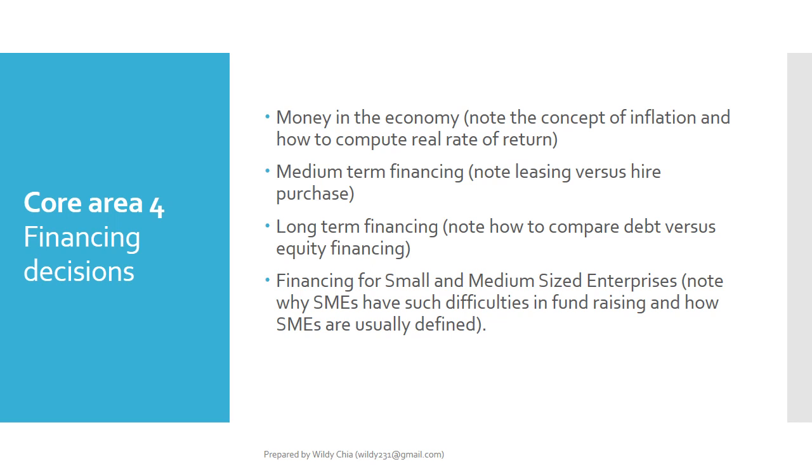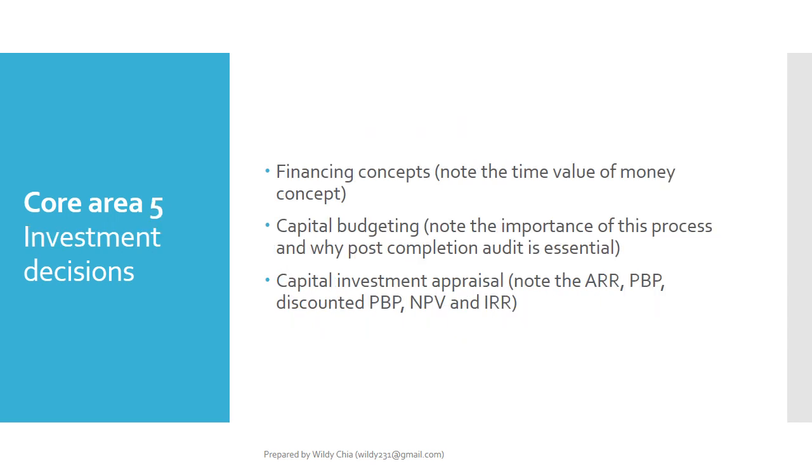That's core area 4. Let's come to core area 5. Core area 5 is investment decisions. So what do you have in core area 5? Financing concepts. Make sure you know what the time value of money is. Very simple one. Capital budgeting. Make sure that you know the entire process.